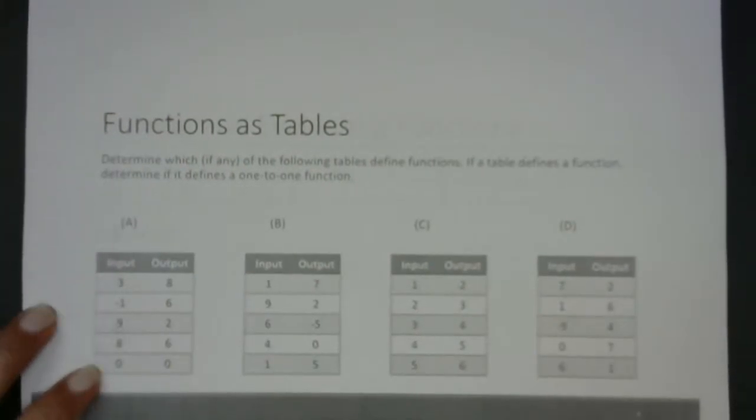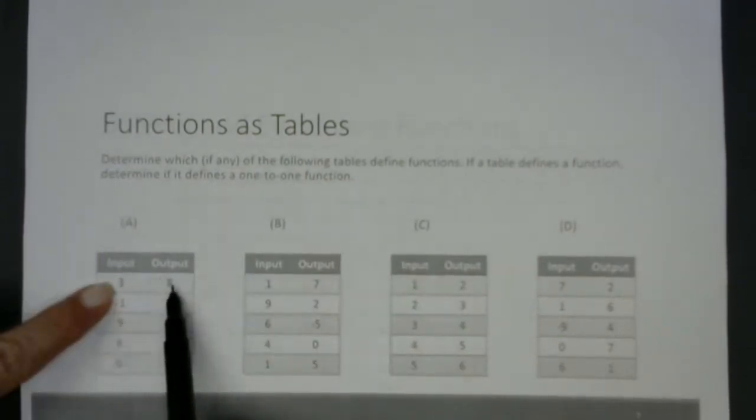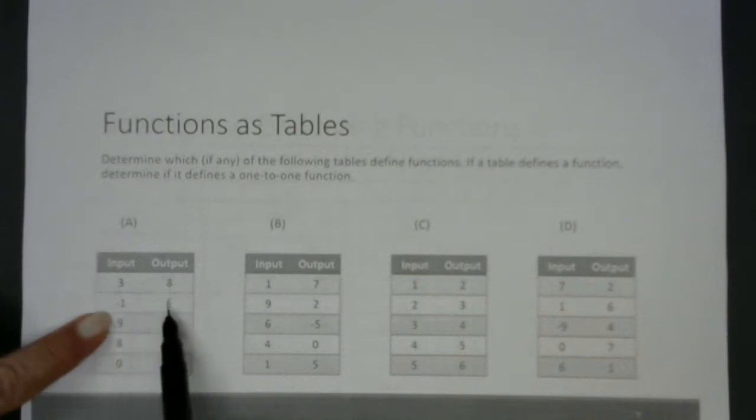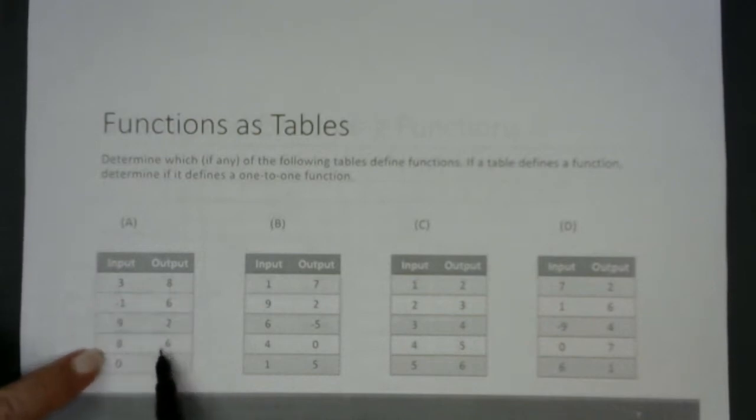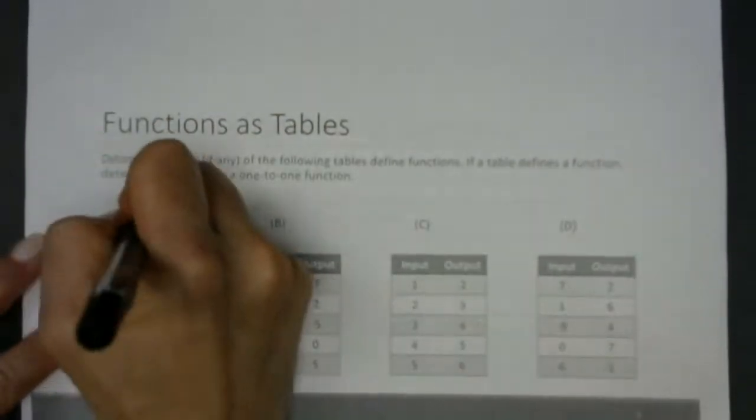Well, the key thing that we want to look at here is, does each input uniquely correspond to one output? Or is there only one output that results from each input? So if we look at table A here, we can see an input of 3 results in an output of 8. -1 gives 6, 9 gives 2, 8 gives 6, 0 gives 0. So is there any input that gives us 2 different outputs? No, not at all. So I would say that yes, this is a function.